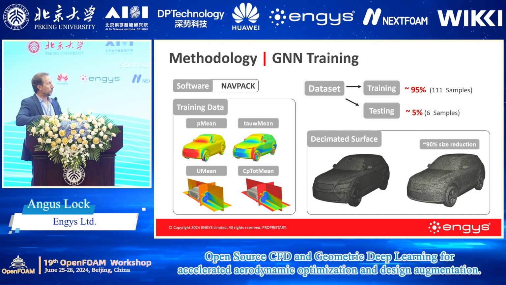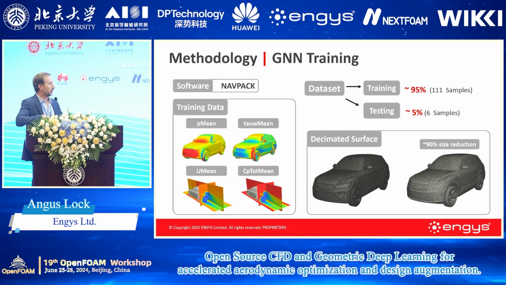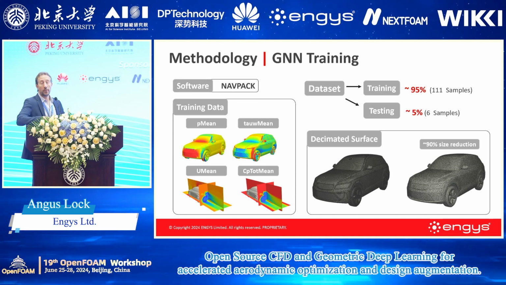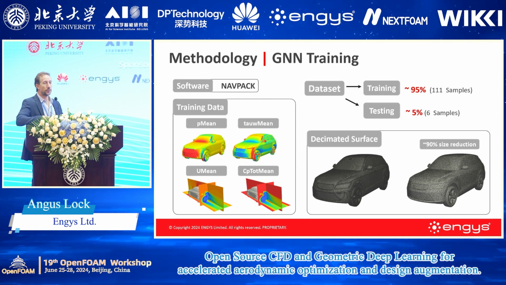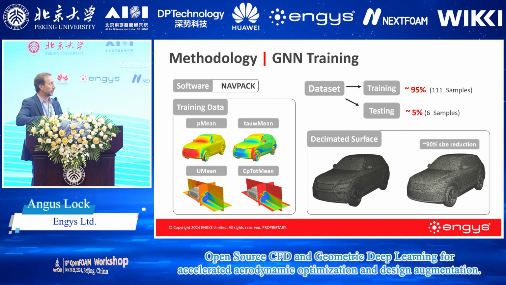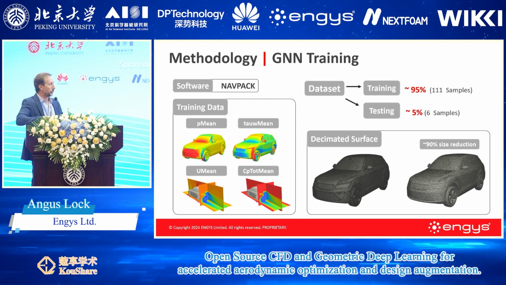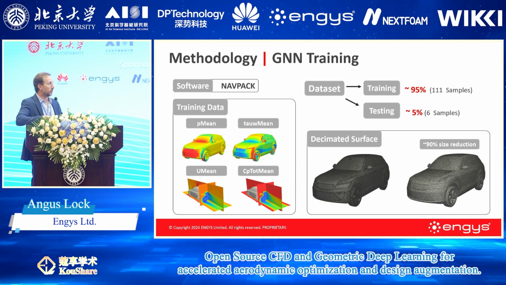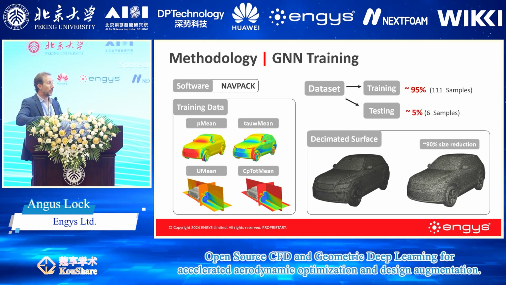And then I mentioned before the decimated surface. So this is done to reduce the memory footprint primarily of the graph neural network so that it will fit on the graphics card that we were doing the training on. And that was a 90% reduction in the number of elements on the surface of the car.